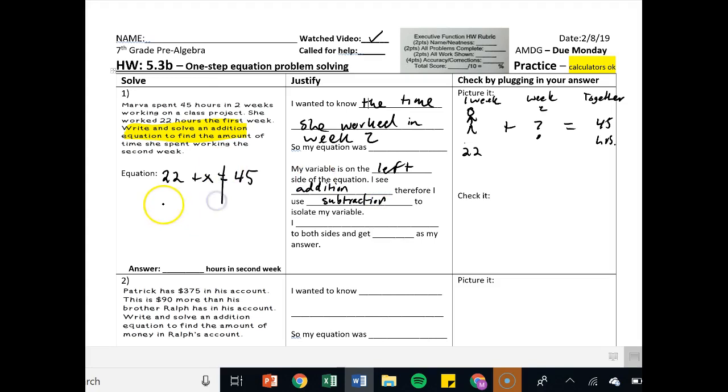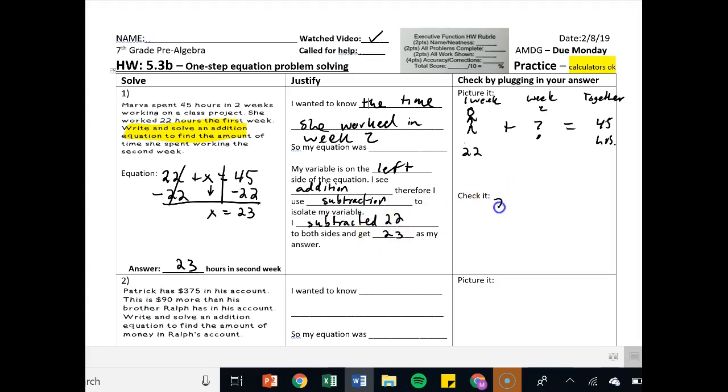Draw your scales of justice. I see addition, so I use subtraction to isolate our variable. Right, the whole idea is making this 0. That is 0. Drop down your x. X is equal to 23. So she worked 23 hours. So I subtracted 22 to both sides to get 23.